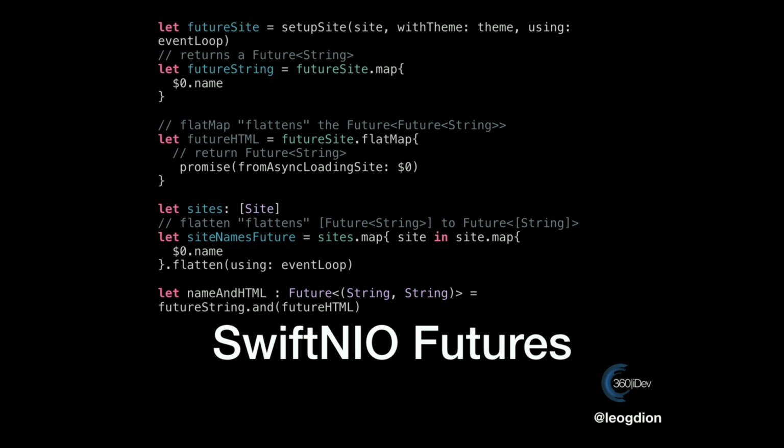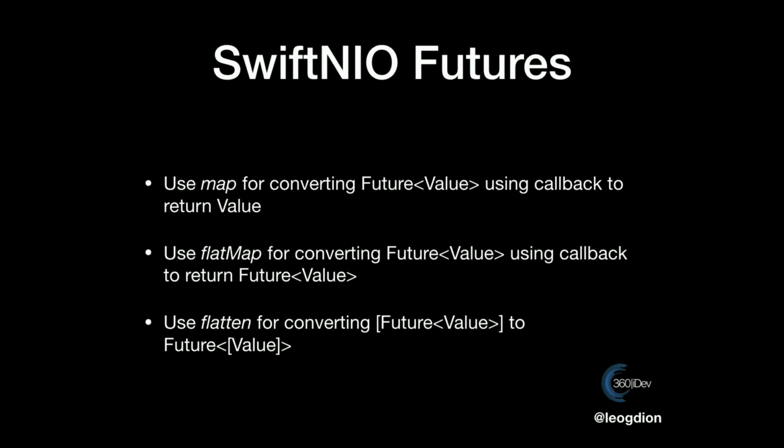We could also use flatten to convert an array of futures into a future of an array. And then we can also do tuples if we have a couple of operations that we want to run at the same time and then return two different types. So again, map is used for converting a future value into another type. So let's say you want to grab a property of a future value, it'll do that. Flat map is for when you want to run another asynchronous method inside your closure; it'll flatten the future so that it's a single future type. And then flatten will take an array of futures and convert it to a future of a value array.